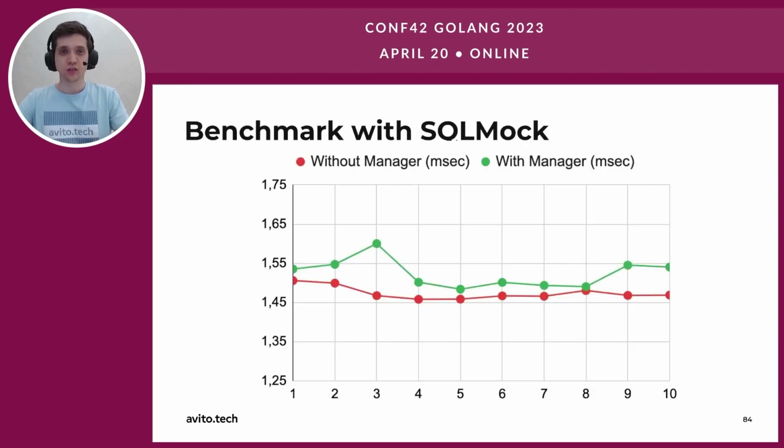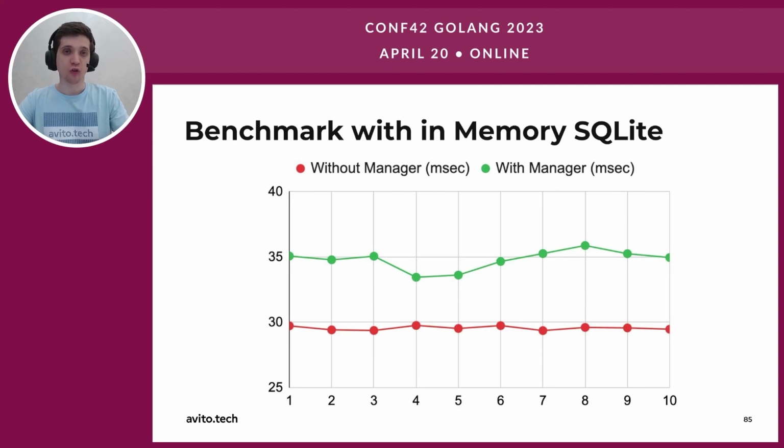The next disadvantage is losing performance. The first benchmark shows that the difference with and without the solution is about 3.4%. The result was impressive, but the reason was SQL mock, the library for mocking SQL requests. SQL mock consumes a lot of resources. Therefore, I decided to rewrite the benchmark on SQLite in memory. The result was more natural, and the difference is about 18%.